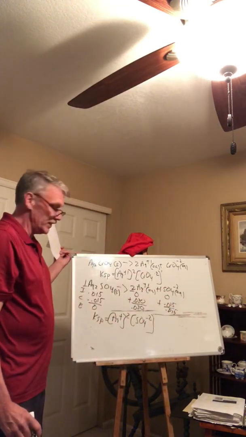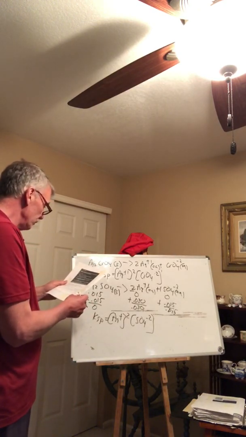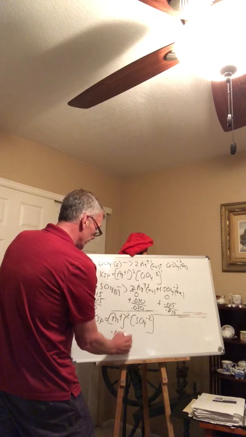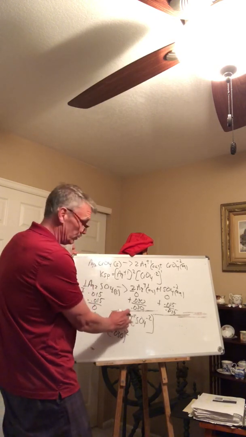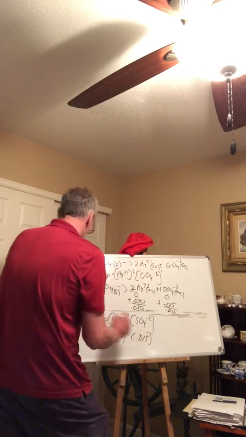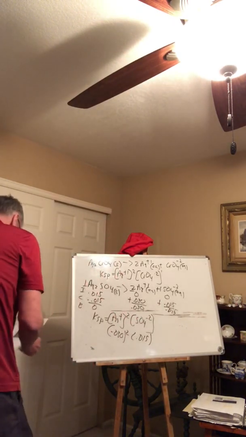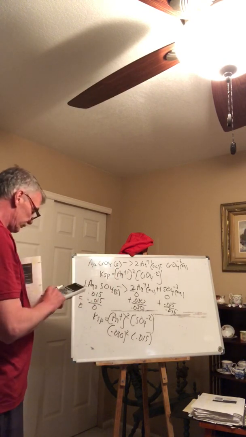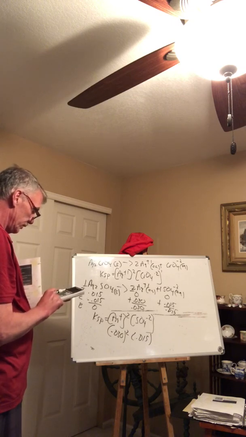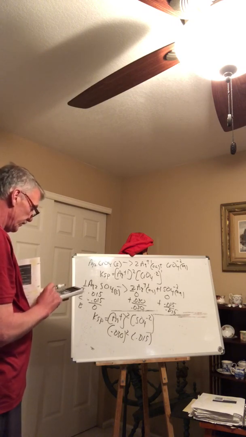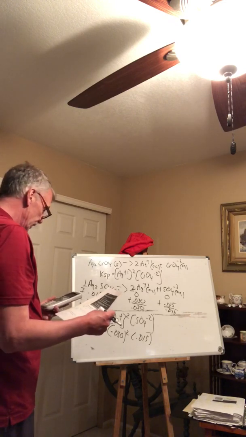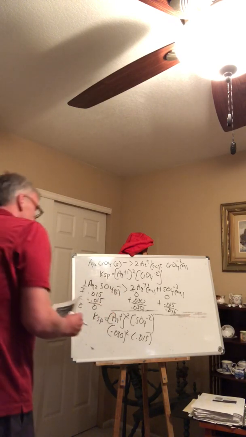Okay, so I just used an ice table, and now I'm going to plug in the numbers. So the silver is 0.030, and then I have to remember to square it. This is equilibrium. And then I have 0.015. Okay, so let me do this. 0.03 squared times 0.015 gives me, to 2 sig figs, 1.4 times 10 to the negative fifth.